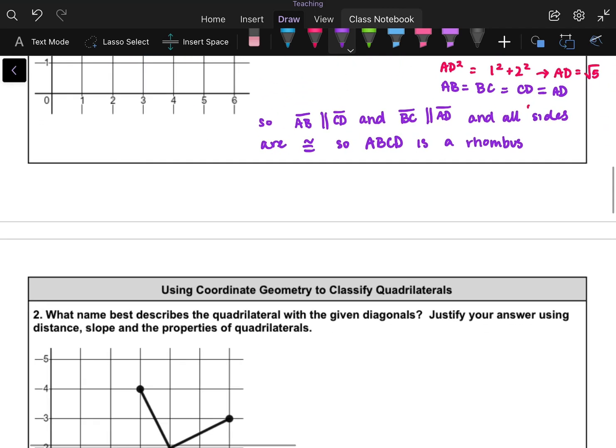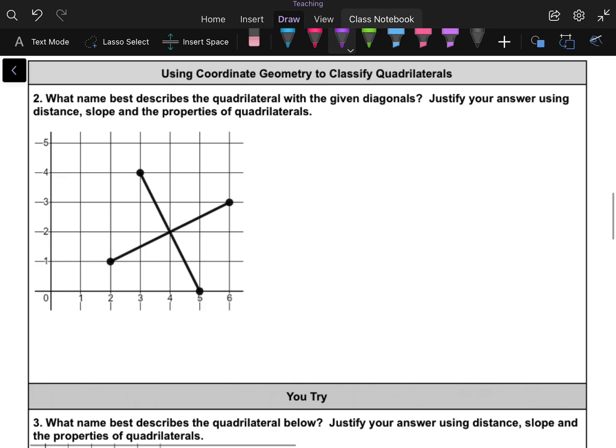This one's a little bit different. So instead of being given the sides of our quadrilateral, we're given the diagonals. So we want to figure out what name would best describe this quadrilateral. So before we start, I'm going to name these points just so we know what we're talking about. So we'll go A, B, C, and D around our quadrilateral.